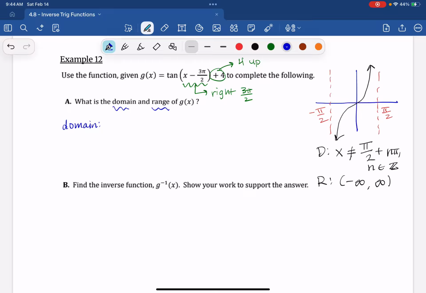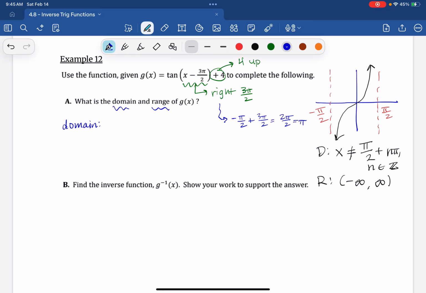So we want the domain of g. And for domain, we have a right shift 3 pi over 2. So that's going to take my parent function and shift the asymptotes over 3 pi over 2. So this first asymptote of negative pi over 2 is going to be just shifted over 3 pi over 2. So what does that correspond to? That corresponds to us basically adding 3 pi over 2 to the asymptotes. So I'm going to say negative pi over 2, that first asymptote, I'm going to add 3 pi over 2. And that gives me 2 pi over 2 or pi. So that's going to be where my first asymptote starts for g of x.